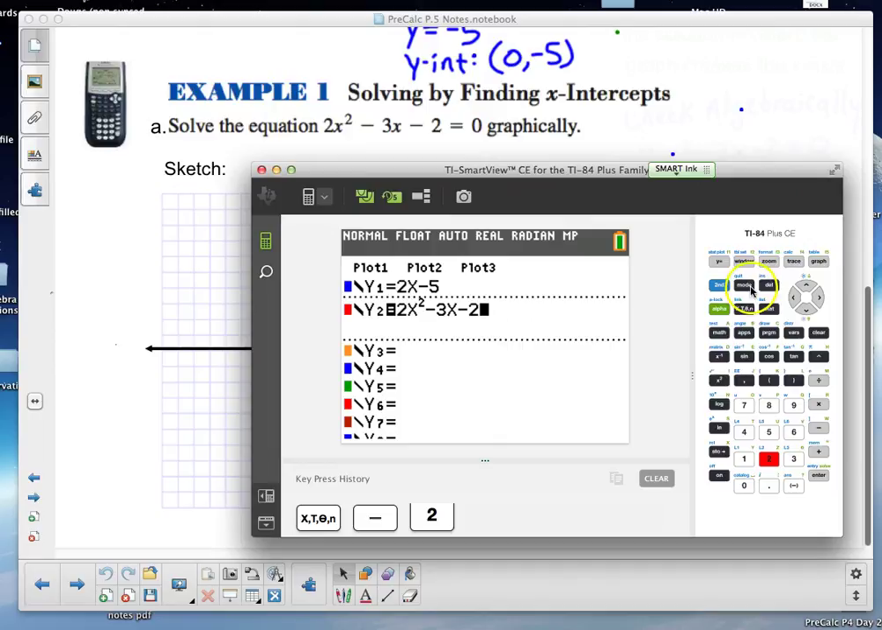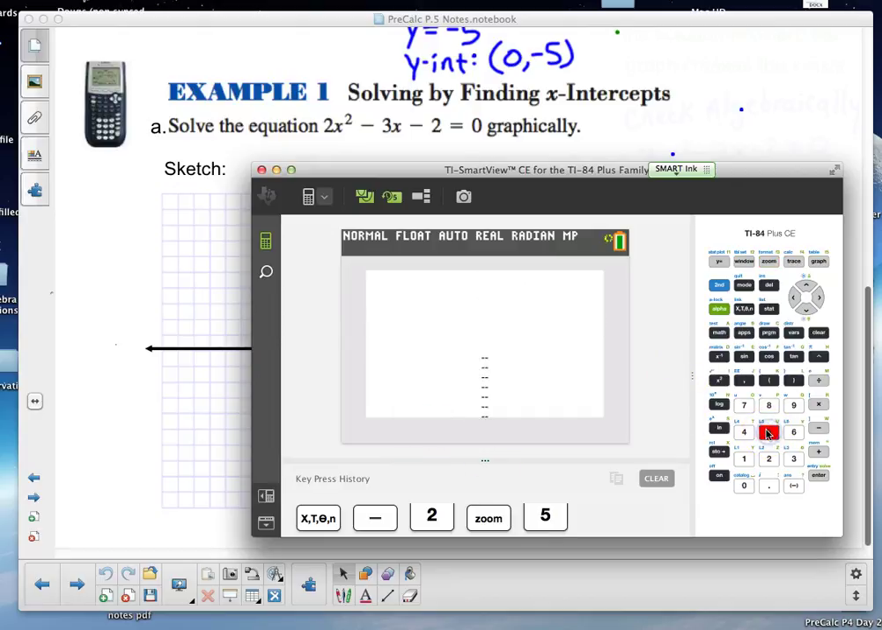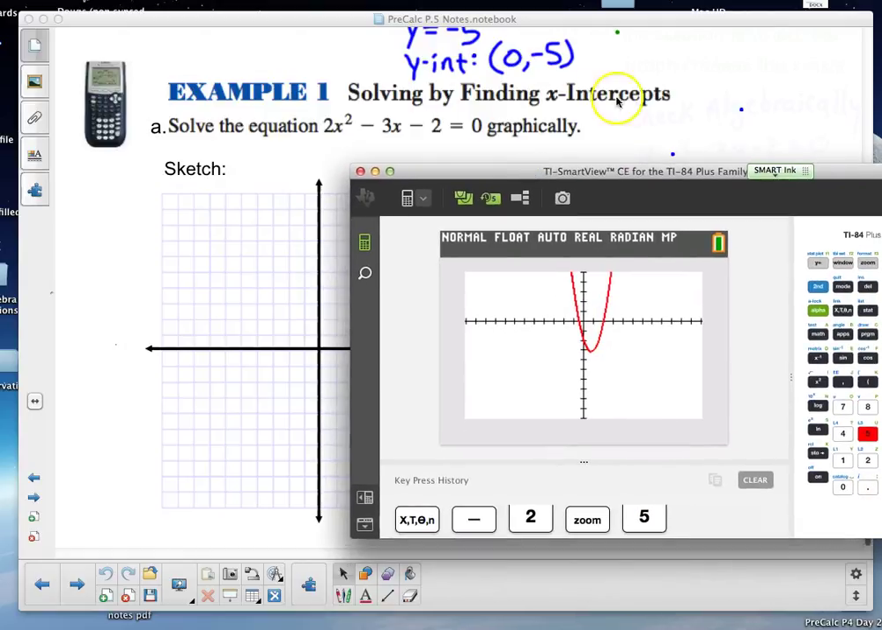Now I'm going to have a squared window on this. I'm just going to go for window squared, and what that will be, it'll be a standard window. It'll be much like the 6, but I'm just going to have it squared. So I'm going to go 5 on this one. I'm squaring my window and I see my vertex there. Now, as we're going, they're asking, hey, solve by finding x-intercept.